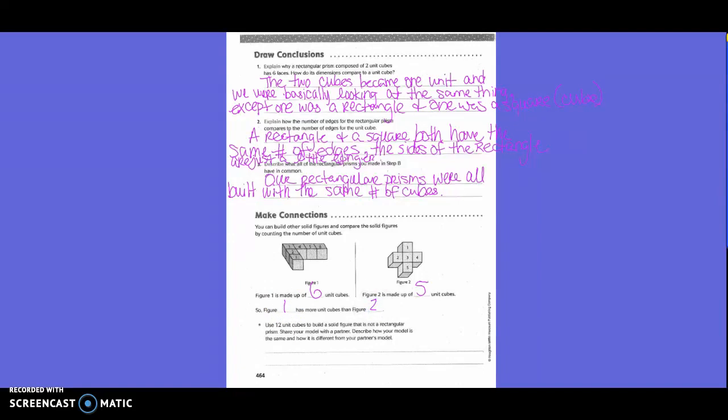Use 12 unit cubes to build a solid figure that is not a rectangular prism. Share your model with a partner. Describe how your model is the same and how it is different from your partner's model. Alright, so we all used the same amount of unit cubes and made a solid figure.